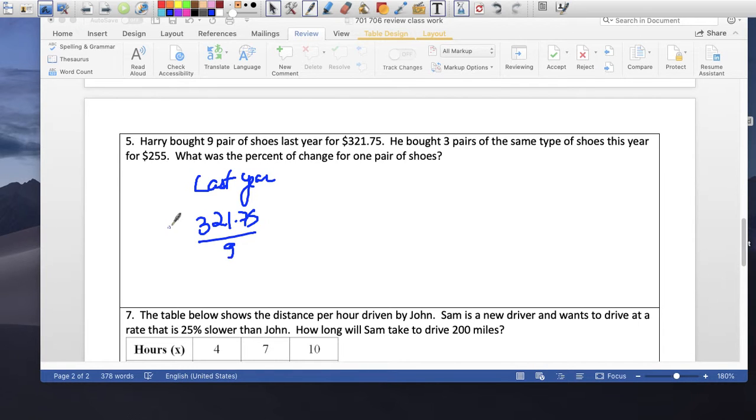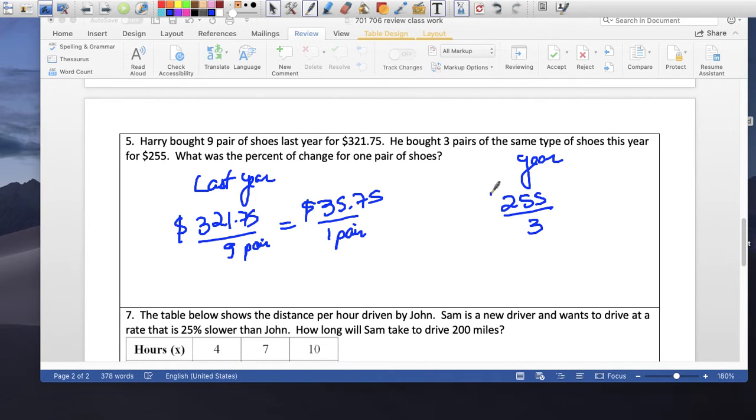321.75 divided by 9 pairs of shoes. So each pair of shoes last year cost 321.75 divided by 9, which equals $35.75. And this year he bought 3 of those pairs for $255. So 255 divided by 3 pairs means each pair you paid 85. Wow, the price went up.